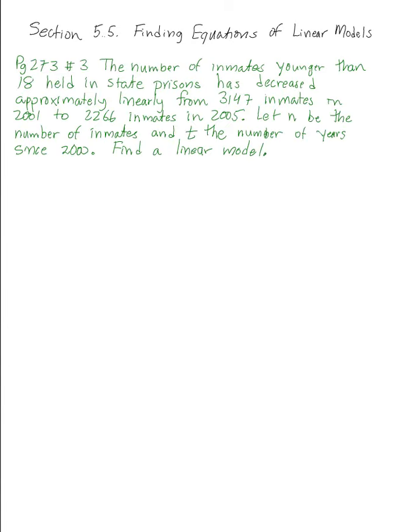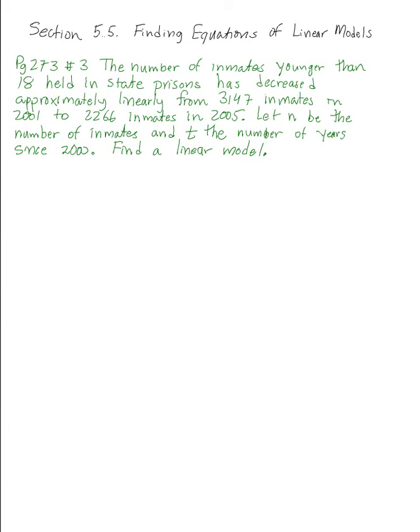Page 273, number 3. The number of inmates younger than 18 held in state prisons has decreased approximately linearly from 3,147 inmates in 2001 to 2,266 inmates in 2005. Let n be the number of inmates who are under 18 and in state prisons, and t the number of years since 2000. Find a linear model. Okay, what you need to recognize here is they've given us two data points.